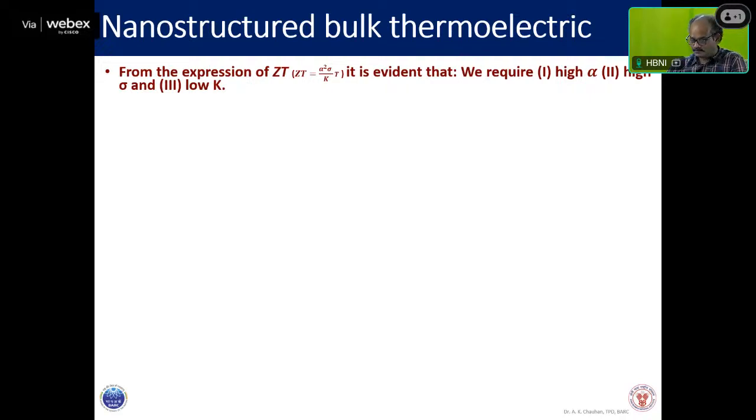So now, how to reduce the thermal conductivity?